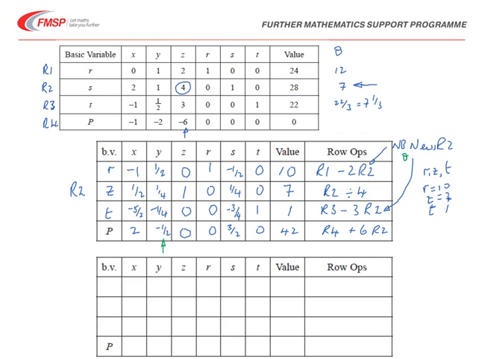So the theta values, the first one is 10 divided by 1/2, 20. The second one, 7 divided by 1/4, 28. And the third one, 1 divided by negative 1/4, negative 4. Now remember that the theta values have to be positive, or at least they don't have to be positive, but we want the smallest positive value.